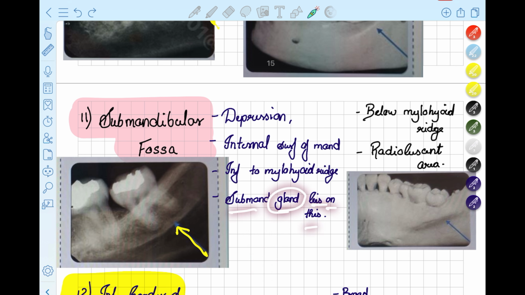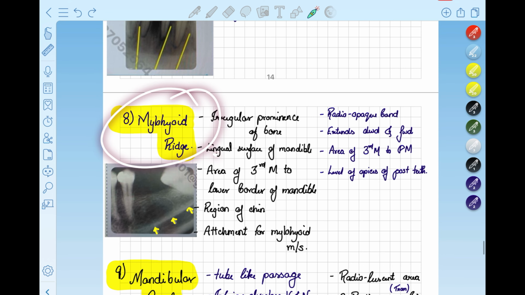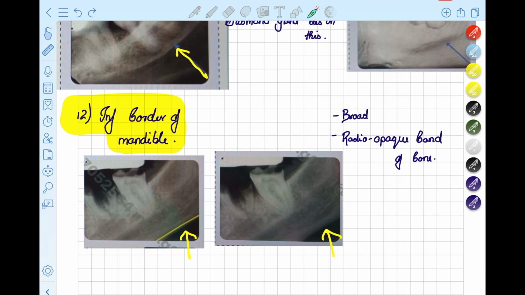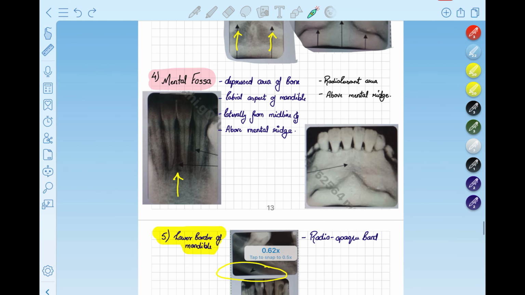The submandibular gland lies on this. It's very simple. So on the radiograph, how will it appear? It is located below the mylohyoid ridge and it appears as a radiolucent area. As we can see here, this depression or fossa is nothing but the submandibular fossa. It occurs below the mylohyoid ridge. We saw the mylohyoid ridge is also located on the lingual or internal surface of the mandible. The last structure for today is the inferior border of the mandible. As the name suggests and as we have discussed earlier, it is a broad radiopaque band of bone. So this was all about the structures seen in mandibular IOPA.